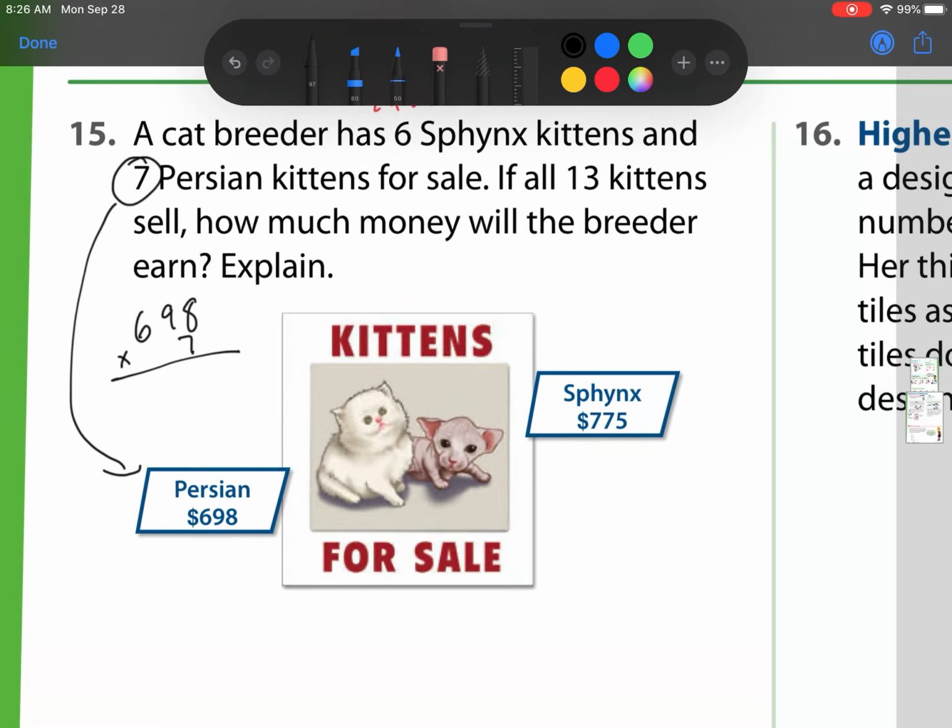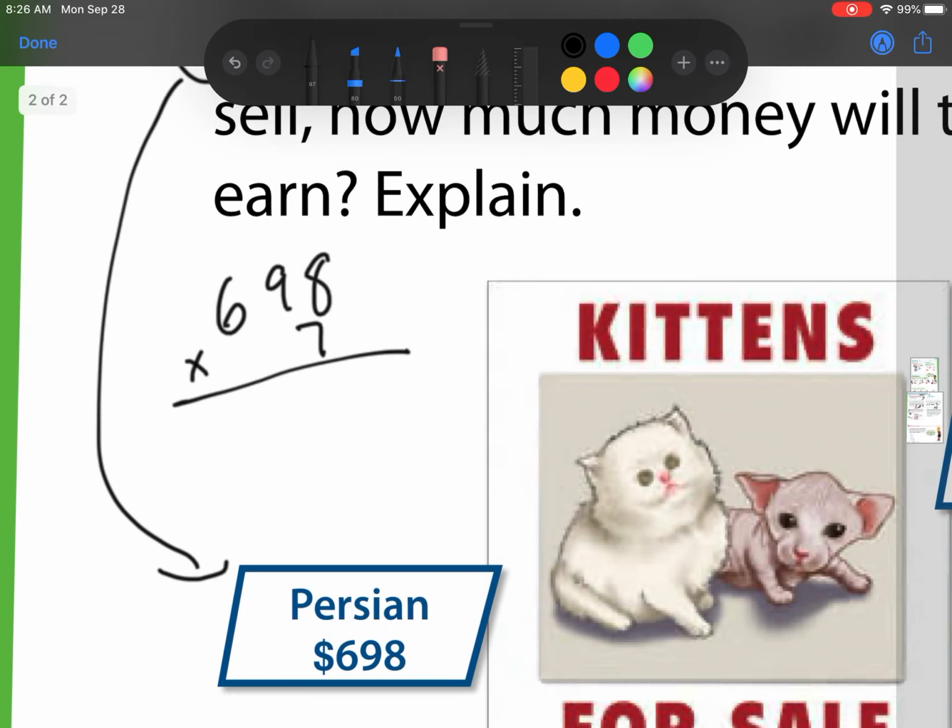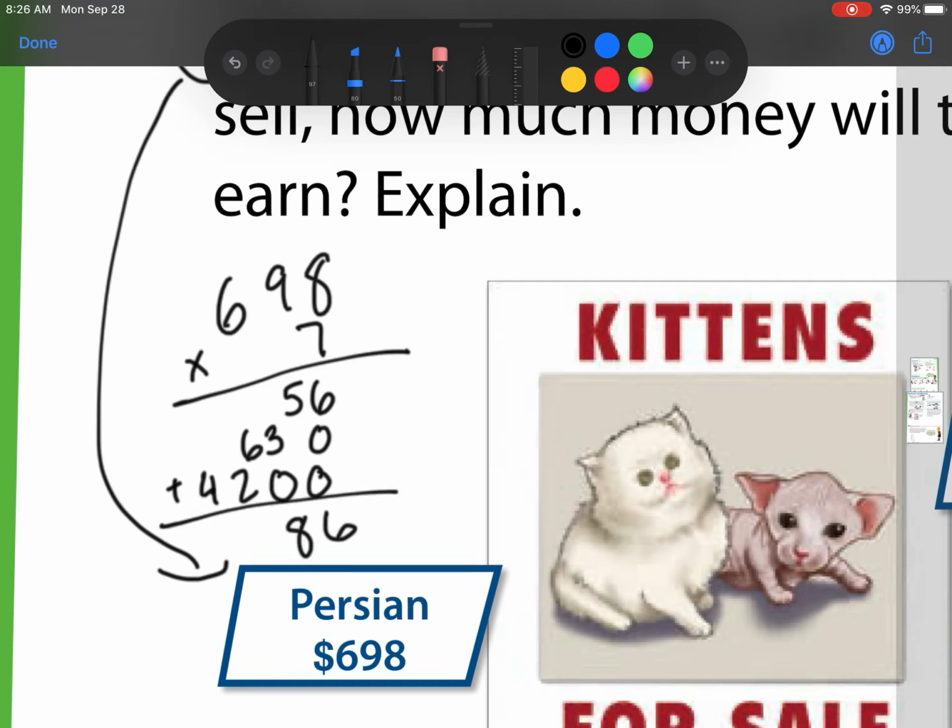I'm going to try this one without the colors for you guys this time. So 7 times 6 is 56. Going to add a 0 so I can go in my tens place value now. So 7 times 9 is 63, since that's my tens place value. And my last one is multiplying by my hundreds place value. So we have 7 times 6 is 42. Now I can add those up. 6, 8, 8, 4. So the Persian, wow, that's a lot of money for Persian cats.